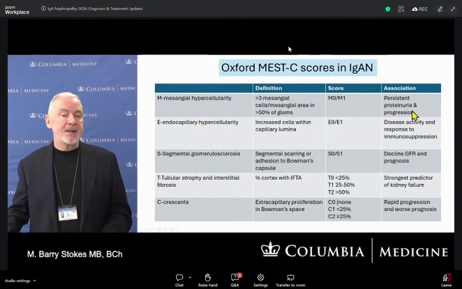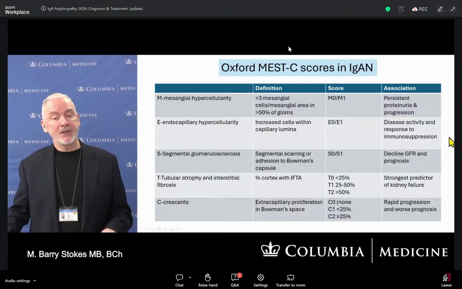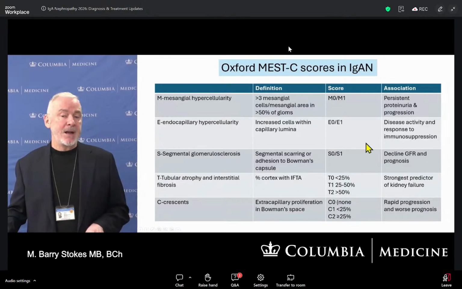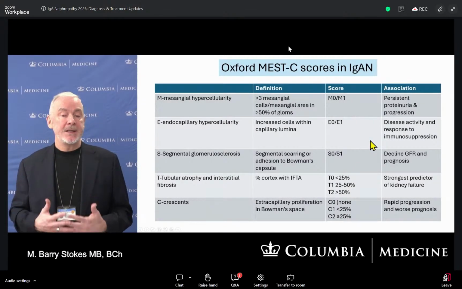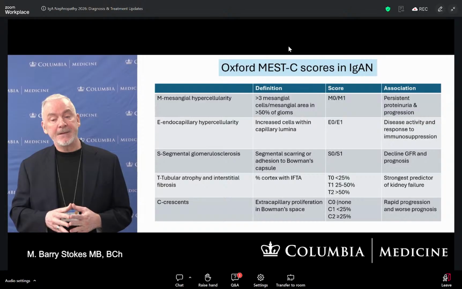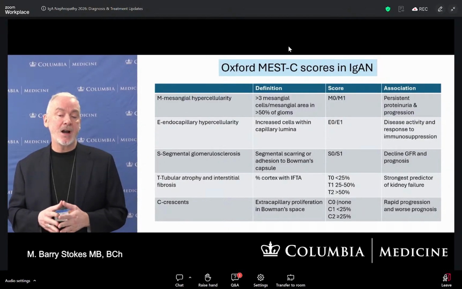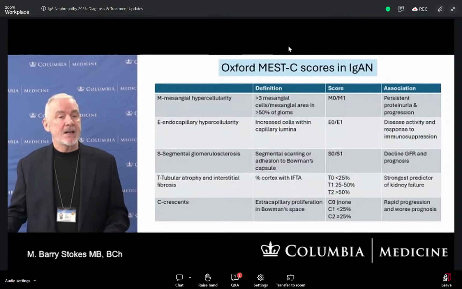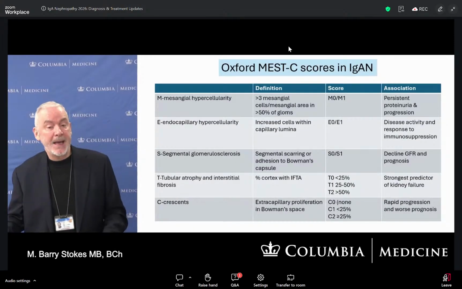So the M lesions have been seen to be associated with persistence of proteinuria and progression to renal insufficiency. The E lesion is an active lesion, and it may respond to immunosuppressive therapy. So if we see these lesions on our biopsy, it should probably support a role for immunosuppression. Segmental scars are associated with declining function, so it's an indicator of chronic disease. And then interstitial fibrosis and tubular atrophy, this is actually the strongest predictor of bad outcomes.